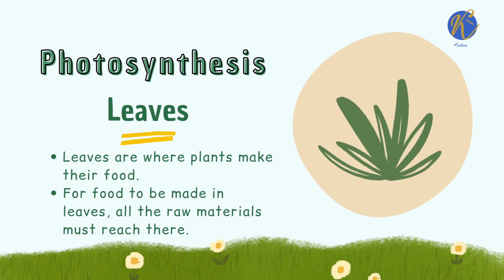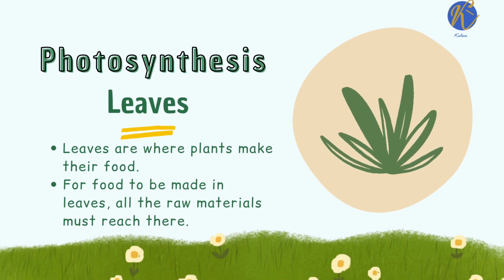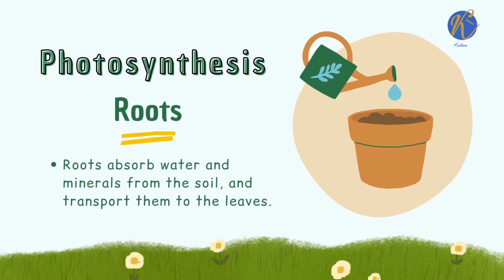For food to be made in leaves, all the raw materials must reach there. Roots play an important role in the photosynthesis process. Roots absorb water and minerals from the soil and transport them to the leaves.